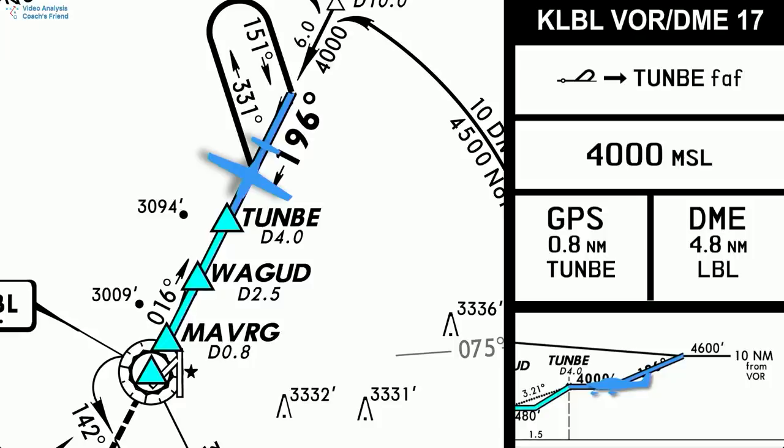So if you look at, I'm going to rewind just a little bit here. If you look at this, you can see this procedure turn. It's a 331 heading and it's a 151 heading inbound. So 331 outbound, 151 inbound. Those are suggested headings, and you'll change those for your wind correction angle.